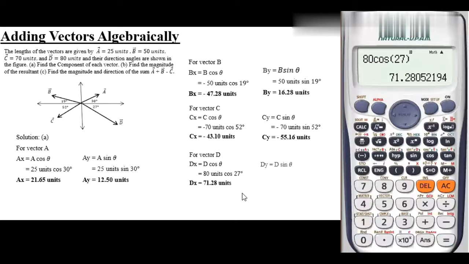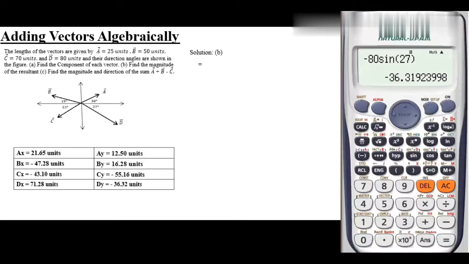Okay, for Dy, Dy is equal to D sine theta. Substitute the values. We have negative 80 units sine 27. Bakit negative si 80? It's because nasa fourth quadrant kasi vector D at ang y component sa fourth quadrant is negative. Okay? So plug in the values to your calculator. We have negative 80 sine 27 degrees. That is equal to negative 36.32 units. So Dy is equal to negative 36.32 units.